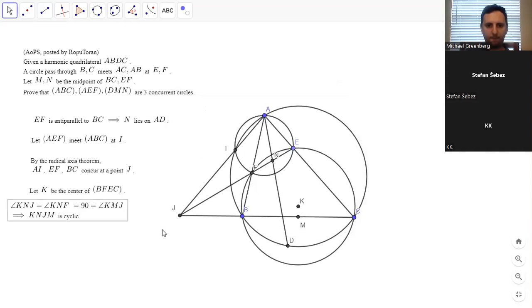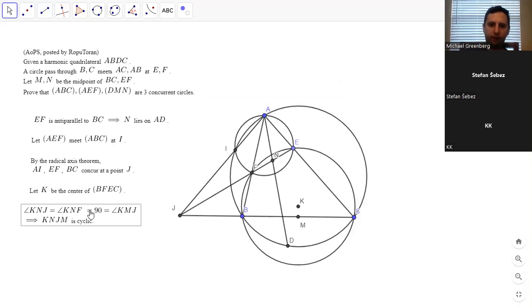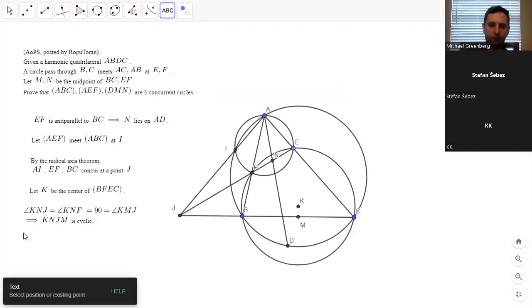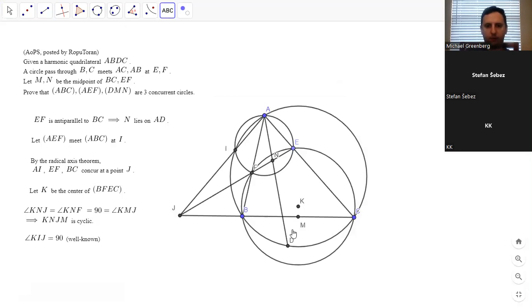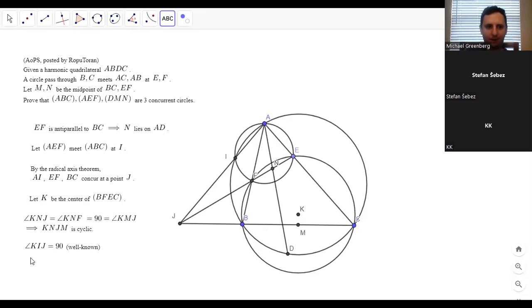Okay. And then KIJ is 90, that's well known. And also, now we want to show angle KBJ. Well, we want to show, I think, NKBJ is cyclic. There we go, you've got it all written out. And I will just copy it in.